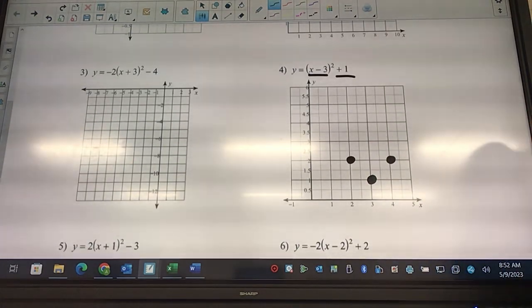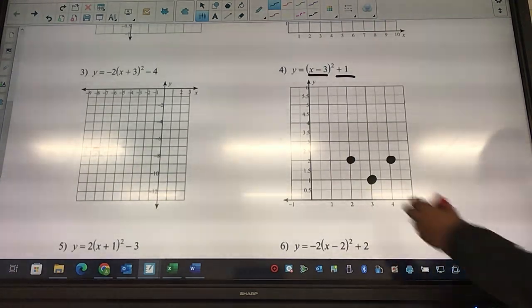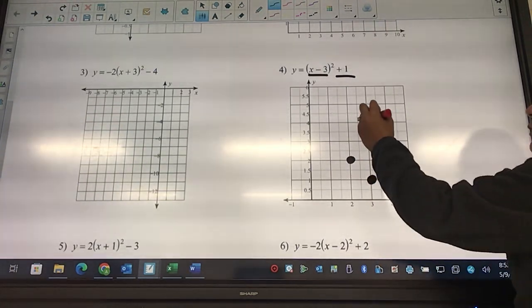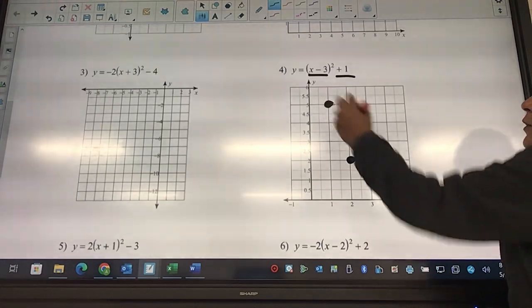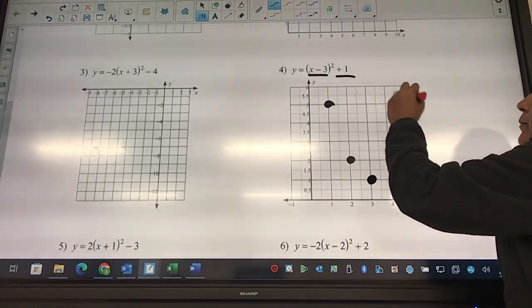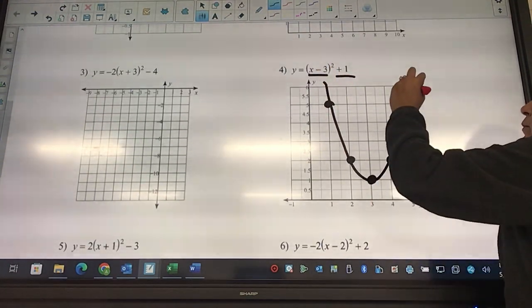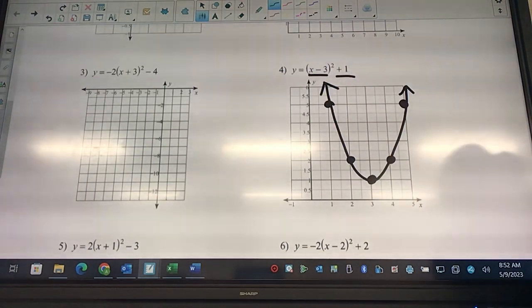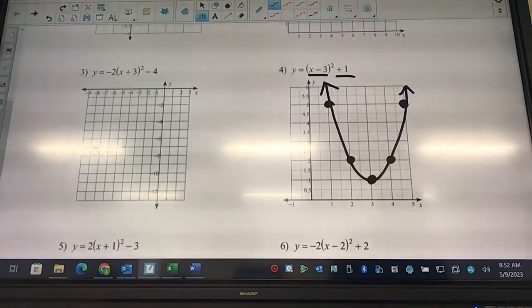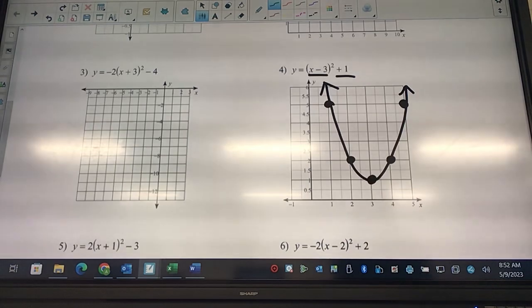What about for our next set of points? Up 4 from that vertex. 1, 2, 3, 4 over 2. Up 4 over 2. Okay, so we have 4 over 2.